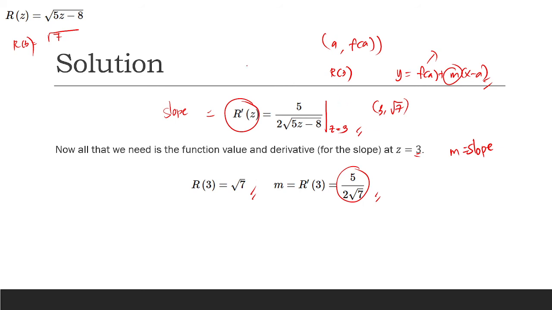Yung equation na 'to, itong r of z is equal to square root of 5z minus 8, hindi yan straight line. Ang mafo-form natin diyan is, let's say for example, a curve line. And ang curve line natin is as you go to each point, nag-iiba-iba yung kanyang slope. Yung ang point na 'to, your slope is different. Yung slope mo at this point is also different. Your slope at this point is also different.